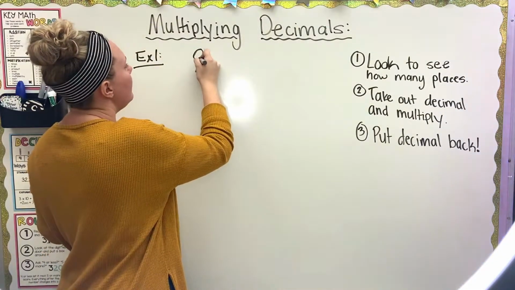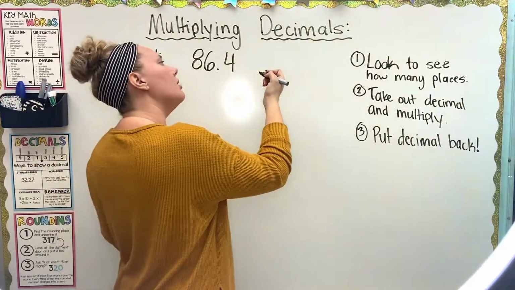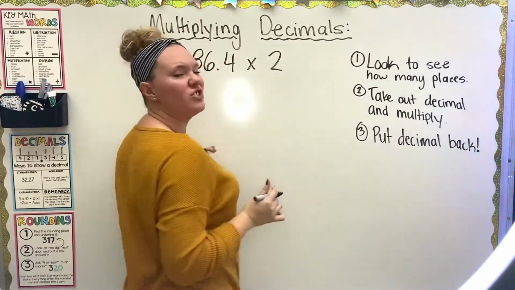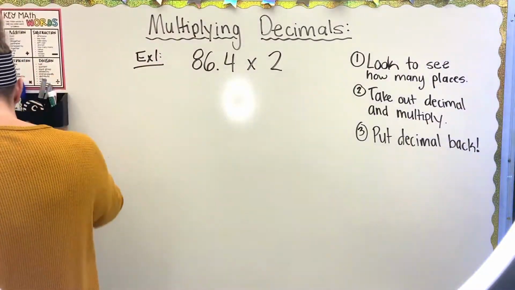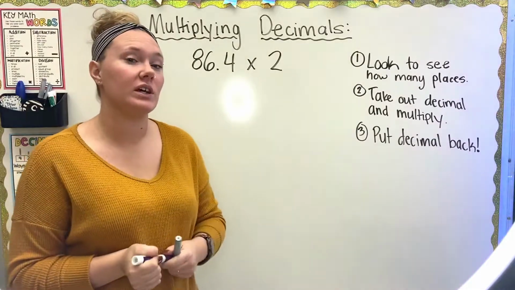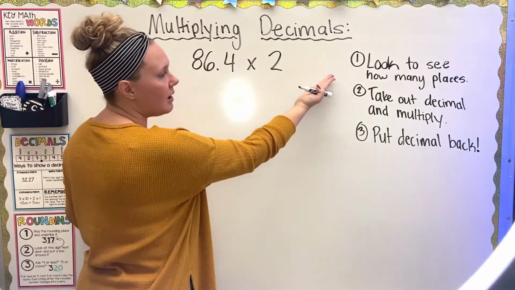So 86 and 4 tenths times 2. Let's just start simple, okay? So first step, look to see how many decimal places. That's why I really like to always have a second color. You could use a highlighter, you could use a colored pencil. I really like to have a second color, that way I can look to see how many decimal places and I can mark them.